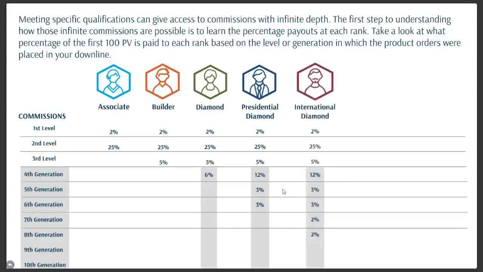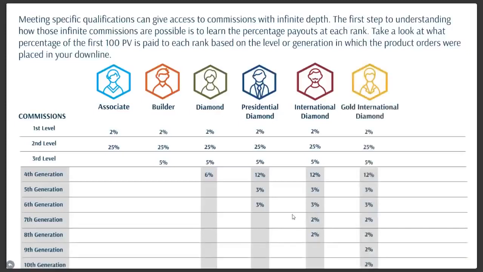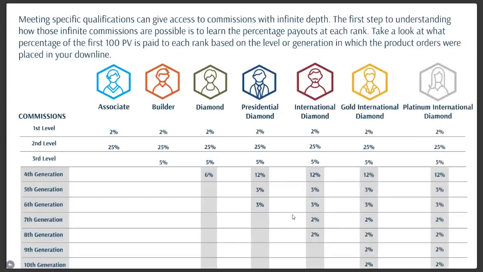The next rank is International Diamond. Everything stays the same except for we add a couple more levels here. We're paying 2 more percentages at 2% each. And then Gold International Diamond and Platinum International Diamond each qualify for 10 percentages, and we're adding 2 more percentages at 2% each. So everything that's within this gray box, all of those percentages qualify to be paid out with our infinity payout. So I'll get into a really good in-depth explanation and example of how does infinity payout work later on in this webinar.